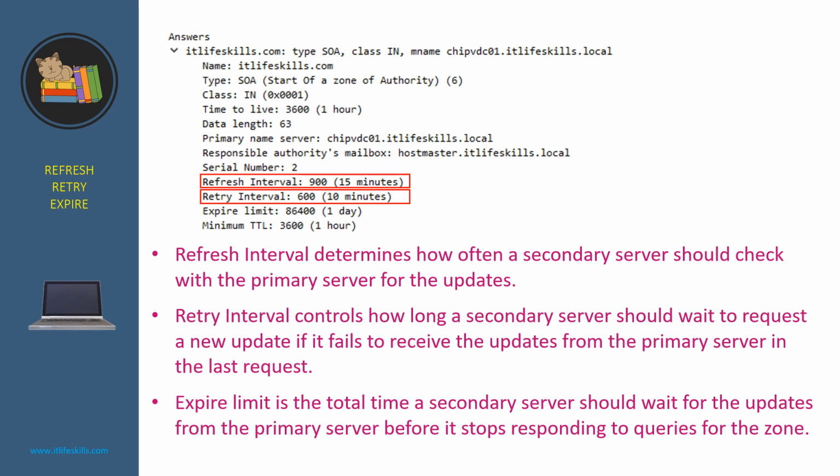The expire limit is the total time a secondary server should wait for the updates from the primary server before it stops responding to queries for the zone. So in this example, if OPVDC01 does not receive any responses from GPVDC01 for 1 day, it will stop responding to queries for DNS records for its itlifeskills.com zone.